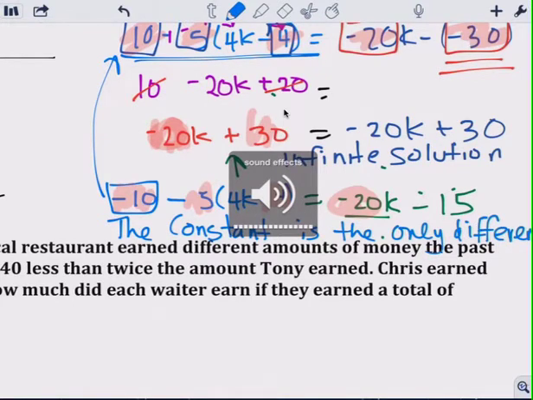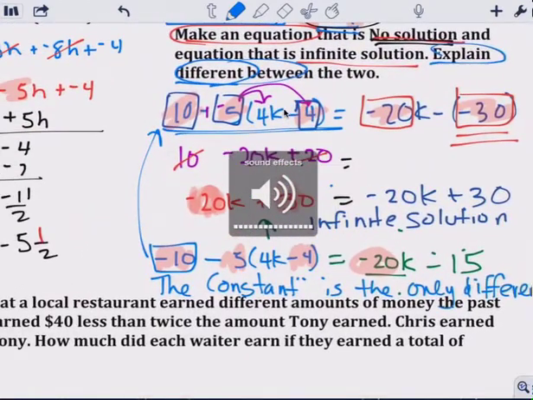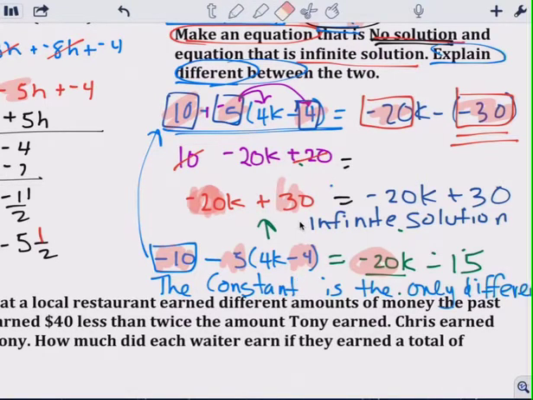For example, in this case, how do I get rid of that? Sorry, you guys. I don't know how to get rid of this right here. There you go. The constant has to be the same for the infinitely many. For example, in infinitely many, the constant was 30 and 30. And when it's no solution, the constants are different.